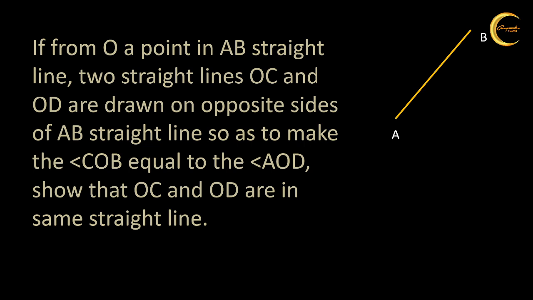If from O, a point in the straight line AB, so this is the point O, and this point is on the straight line AB in any position. Two straight lines, OC and another straight line OD, are drawn on the opposite sides of the point O.